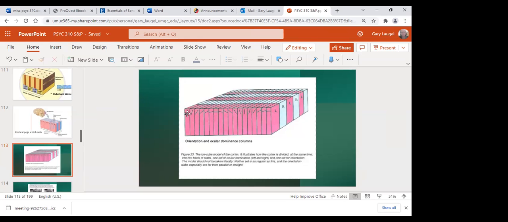And this column is all going to be dedicated to a line of that orientation. It looks almost vertical, right? So this one here looks like a horizontal line, right? And here we have the alternating banding patterns of L R, left eye, right eye, left, right eye.